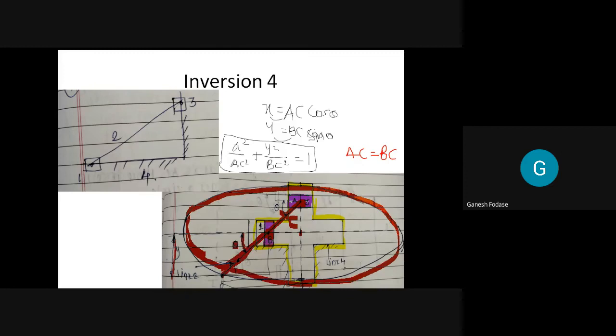x square upon AC square plus y square upon, again instead of BC I can write AC only. So x square upon AC square plus y square upon AC square is equal to 1. So I can write x square plus y square is equal to AC square. It is the equation of what? Circle. Yes, it is the equation of a circle. So in that case, the equation is x square plus y square is equal to, not upon, but equal to AC square. Or we can also write BC square because AC is equal to BC, and this represents the equation of a circle.